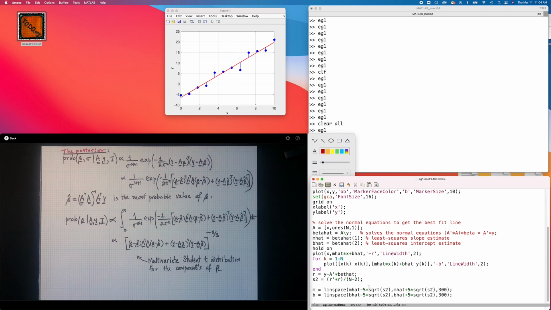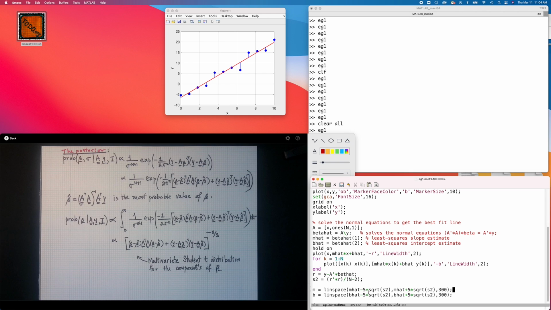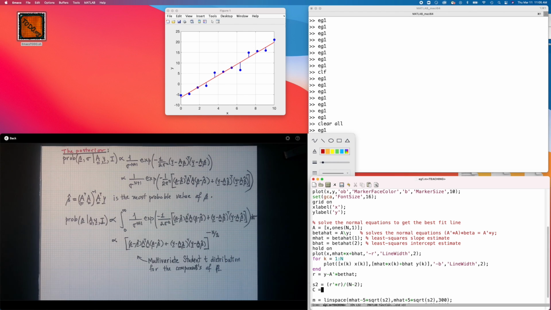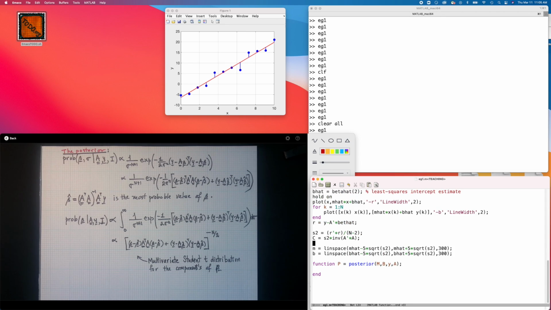No, that's not quite right here. This doesn't have the right units. Square root of S2 has the units of y, but m hat is a slope and it doesn't have the same units. So what I need to do is get a rough estimate of what the variance would be based on this kind of covariance structure. This is a rough estimate of the posterior covariance, but we'll see more of this later. All right, and then I do the meshgrid, and then I pass this to the posterior function.